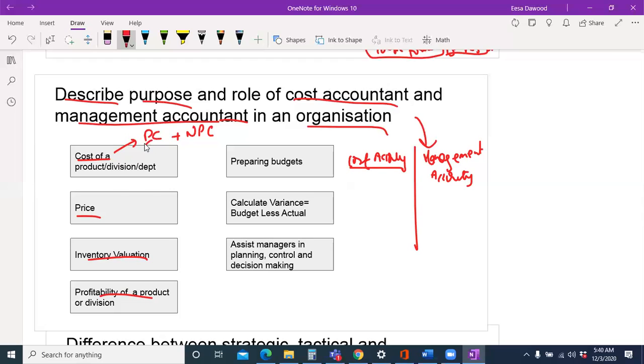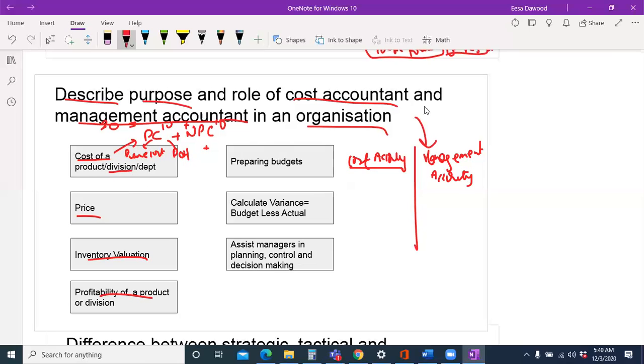In production cost we look at direct and indirect cost. Direct cost is basically prime cost, and indirect cost is part of production cost but is not directly traceable to one unit of a product or a service. Then we add the non-production cost as well. For example, production cost is 10 and non-production cost is 10. So that's how I calculate the cost of a product. You would be able to calculate the cost of a division as well.